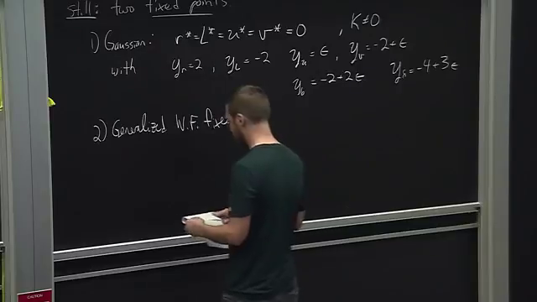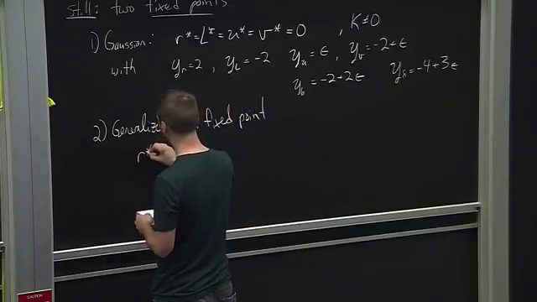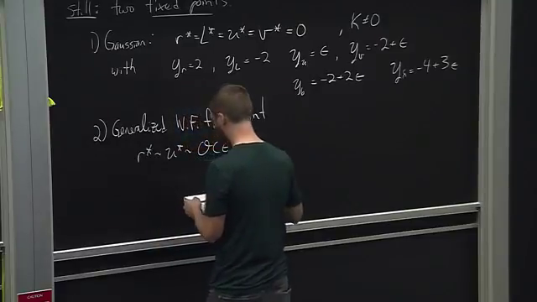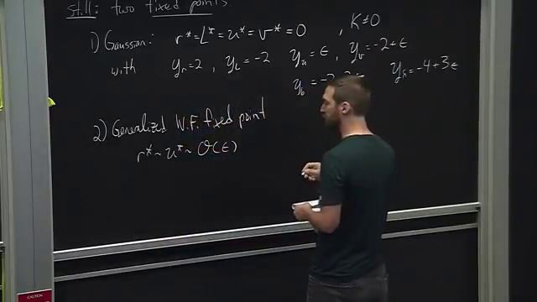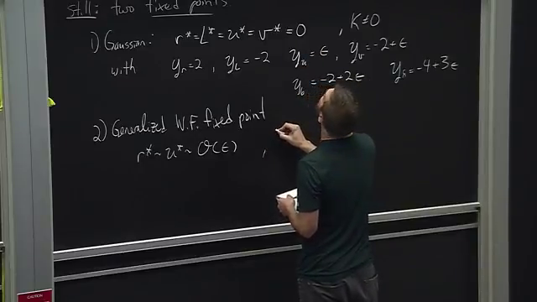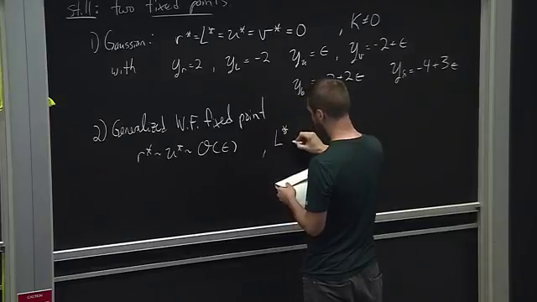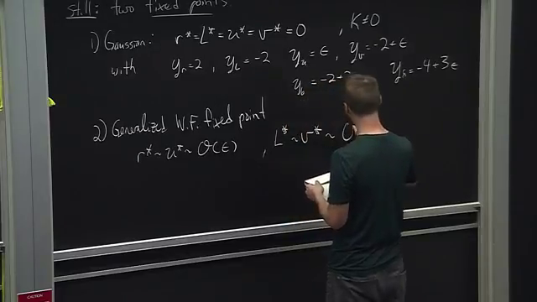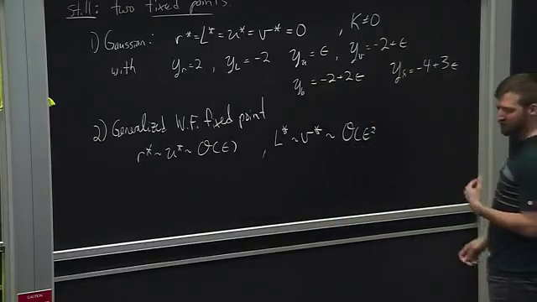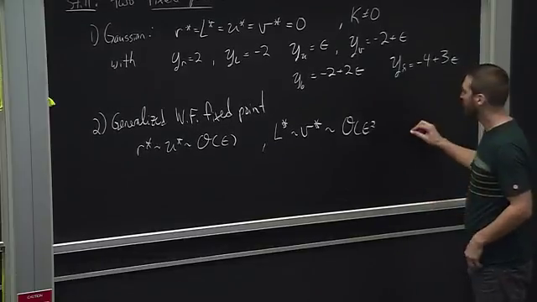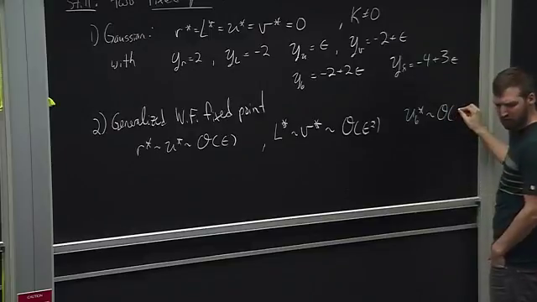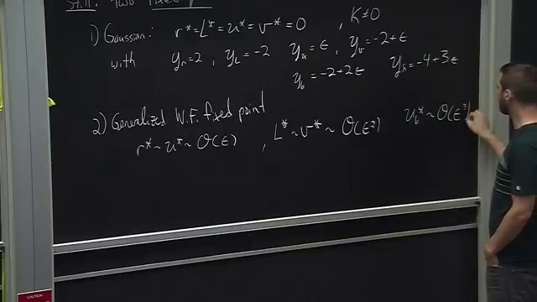So R, U. That's the Wilson-Fisher fixed point. That's what I'm saying. It's not 0. It's order epsilon. What you find is, let's see, L, V, these become order epsilon squared. So they're like perturbatively closer to the Gaussian fixed point. And I think U6 is higher order, epsilon cubed.